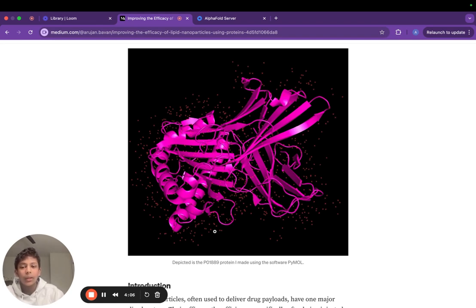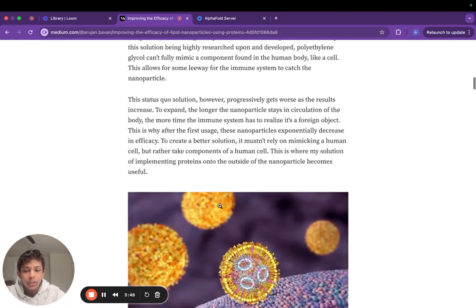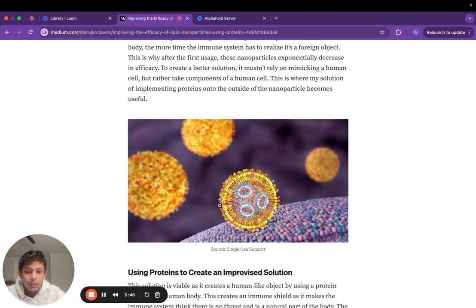our advantage. Because this protein is part of the immune system, the lipid nanoparticle will not be detected by the immune system because it can't detect a part of itself. This is because the MHC class 1 protein will be located on the outside of the lipid nanoparticle, essentially making an immune shield around it. So here you can see the lipid nanoparticle interacting with a tumor.